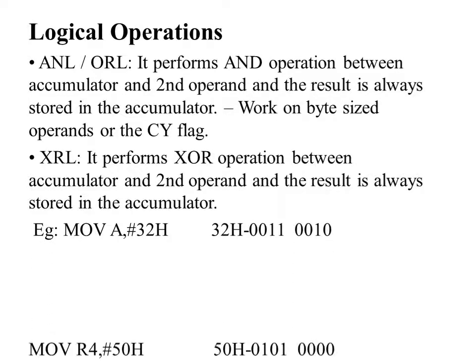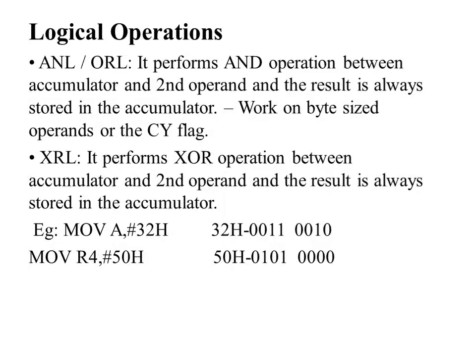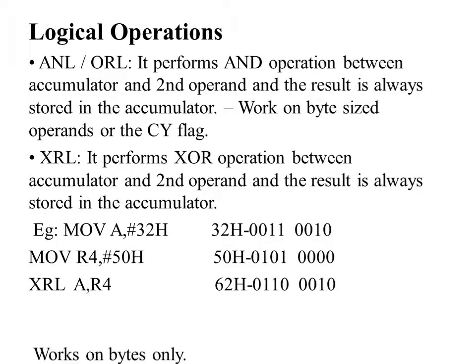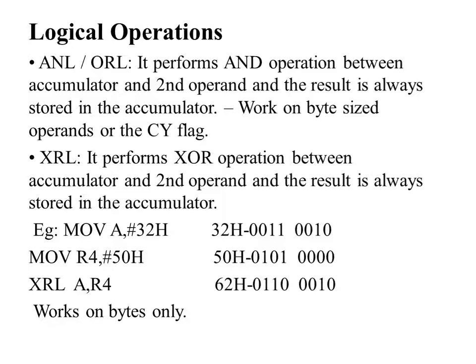Example: MOV A, #32H. MOV R4, #50H. Since MOV A, #32H uses immediate addressing, the accumulator will be assigned the data 32H. Next, MOV R4, #50H: the 50H data will move into the R4 register. So A is 32H and R4 is 50H. As in the XRL operation, one register has to be always the accumulator, so we perform XOR between A and R4. The data we get after the XOR operation is 62H. This also works only on bytes, that is, it performs an 8-bit operation.